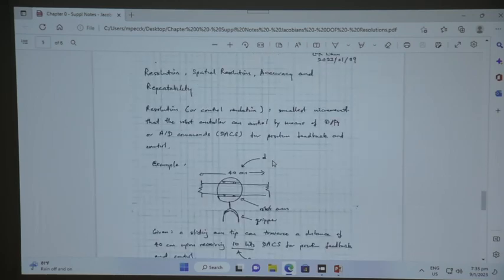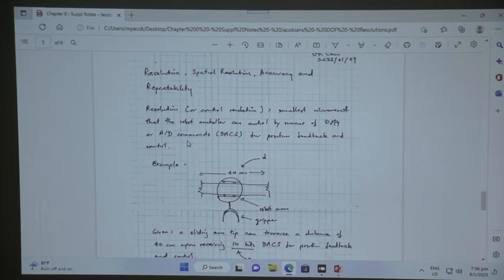And then the next thing is the resolution, spatial resolution, accuracy, and repeatability. So you need to know this for a particular region. When you want to specify your robot, when you are given a new robot, these are parameters that you may need to look at. After looking at all these parameters, the next thing that you need to look at is the kinematics of the manipulator.